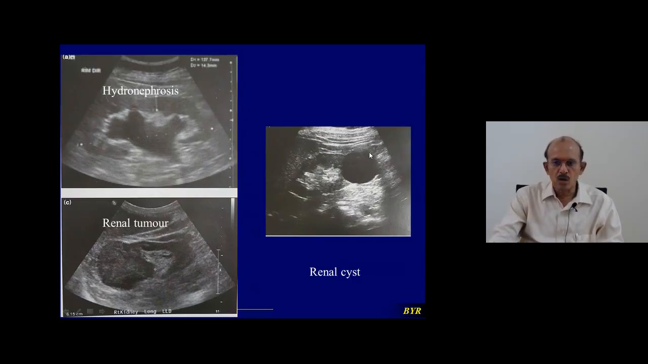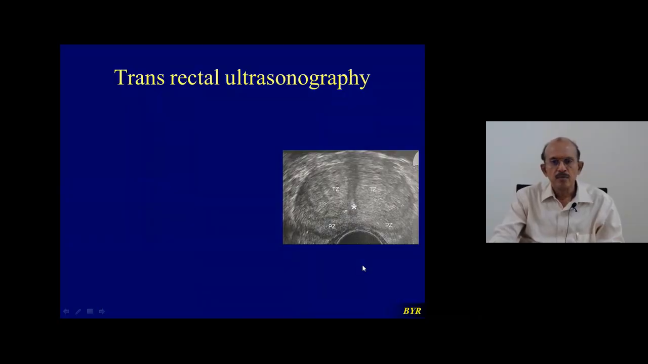Here you can see a rounded, smooth, black shadow. That means it is a spherical anechoic lesion. That is a renal cyst. There is abdominal ultrasonography. Then there is transrectal ultrasonography, where the ultrasonic probe is passed into the rectum and the prostate is examined.